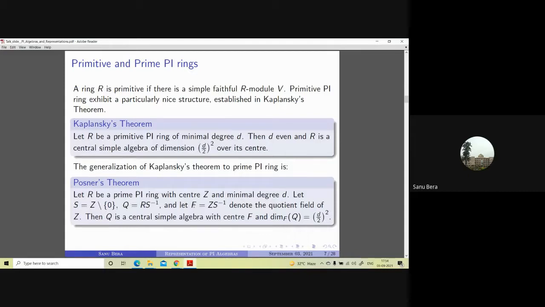Okay. So Q is an algebra which is central over F, and it is also simple.